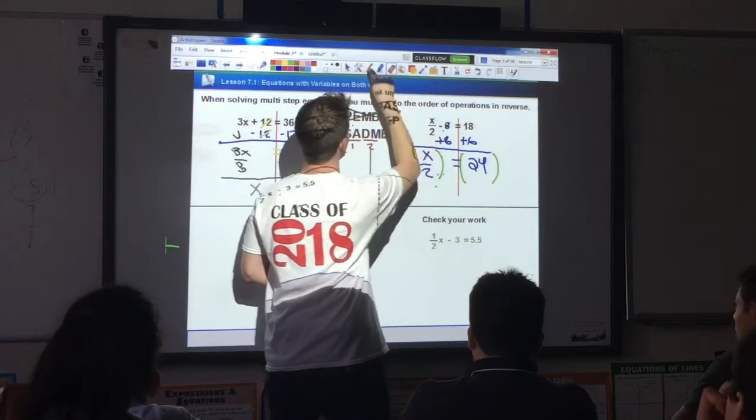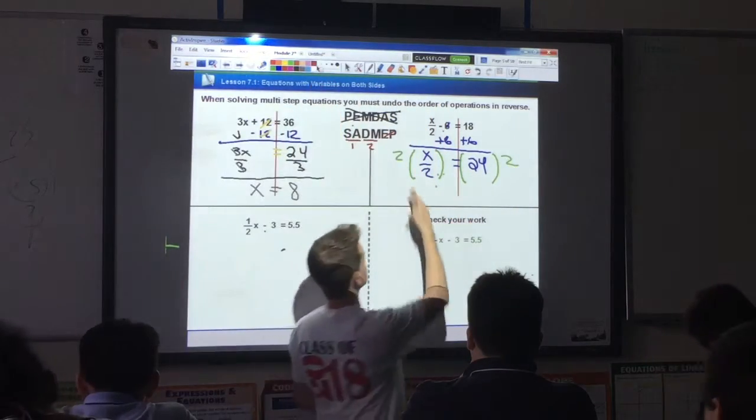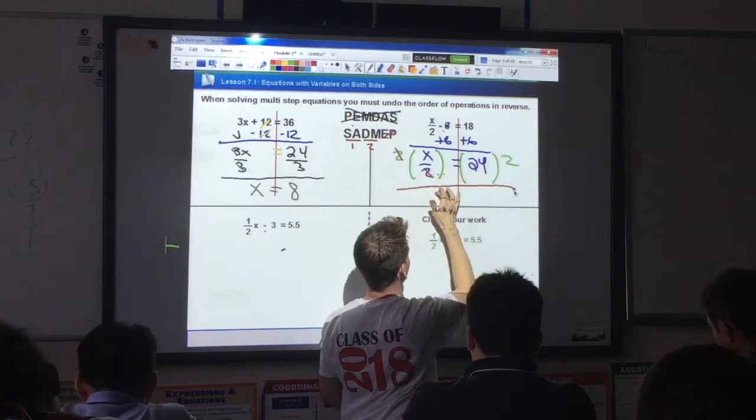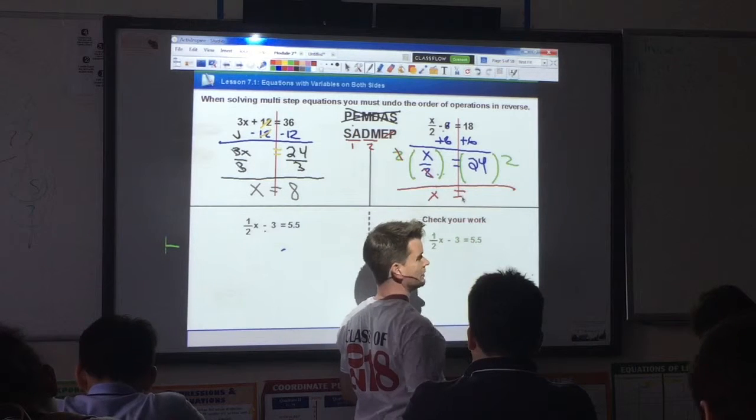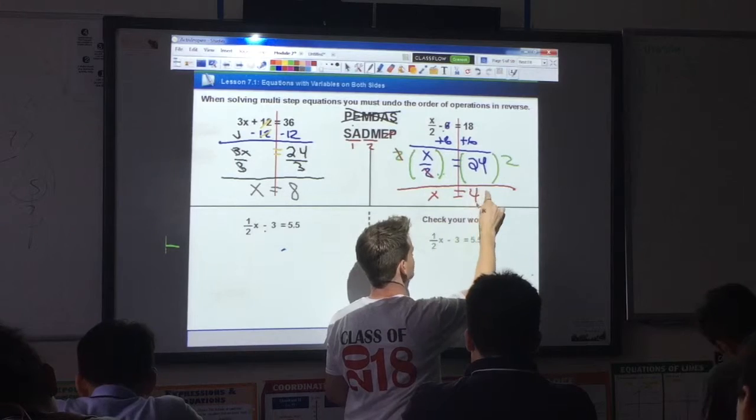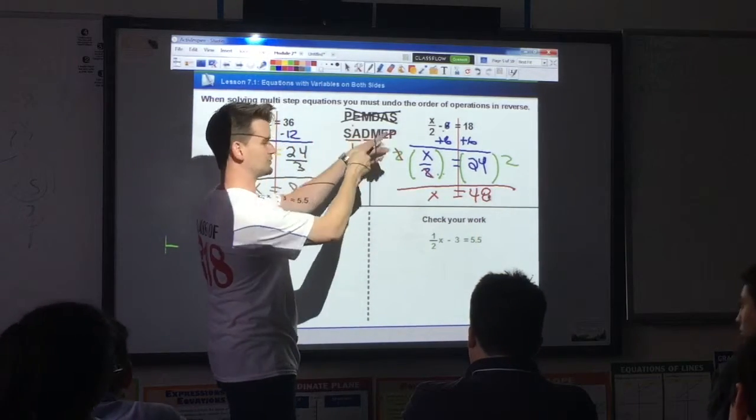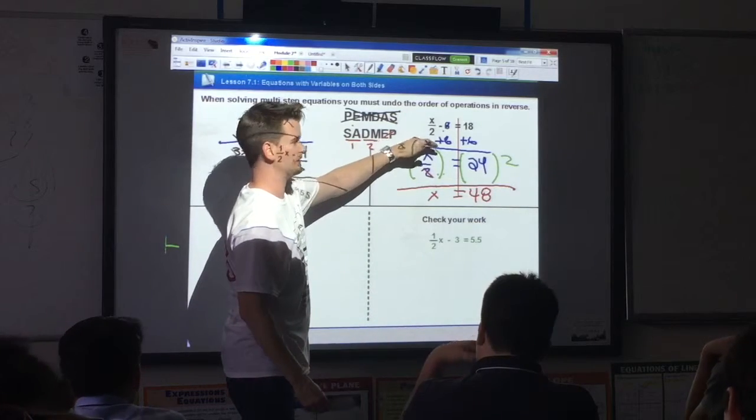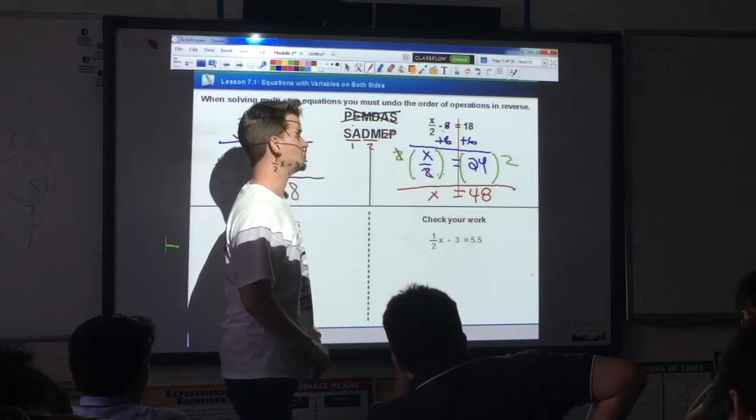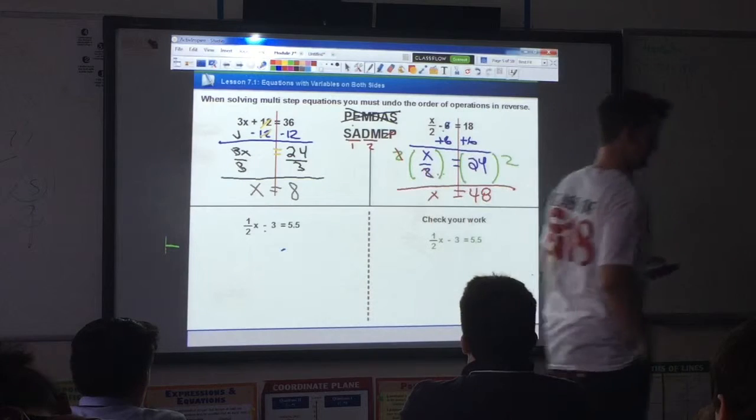I'm going to multiply both sides by 2. What happens to these 2's right here? They will cancel, and you're going to have just an x over here. That's all that's left. What's 24 times 2? 48. See? 48 is the answer. And if you want to check it, go back and substitute it in. 48 divided by 2 is 24. 24 minus 6 equals 18. 18 equals 18, true statement. Good answer. All right, thank you.